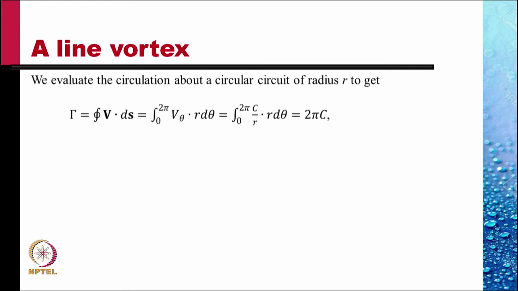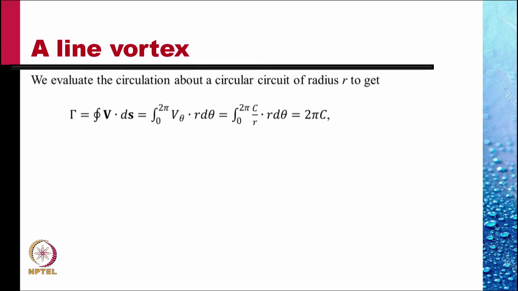We evaluate the circulation about a circular circuit of radius r in this flow, and we get the circulation equal to twice pi c, independent of the radius of the circuit. We have chosen a circular circuit of radius r and find that r cancels out, and the circulation gamma is obtained as 2 pi c, independent of r.